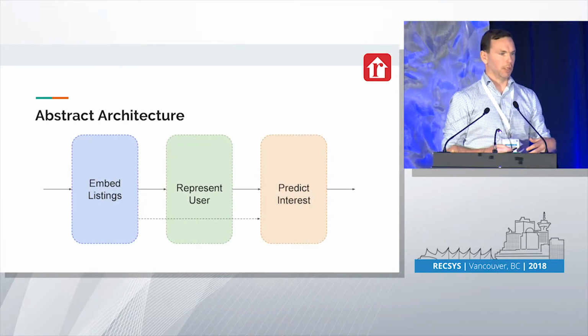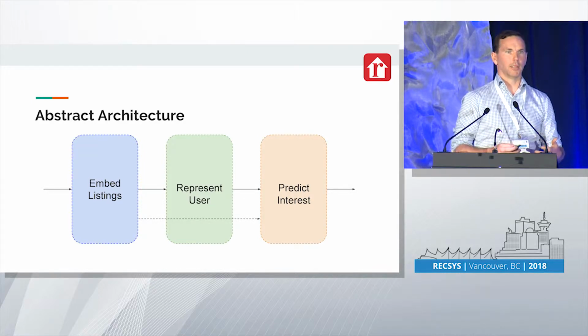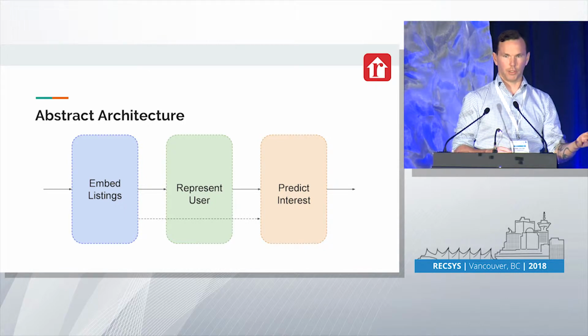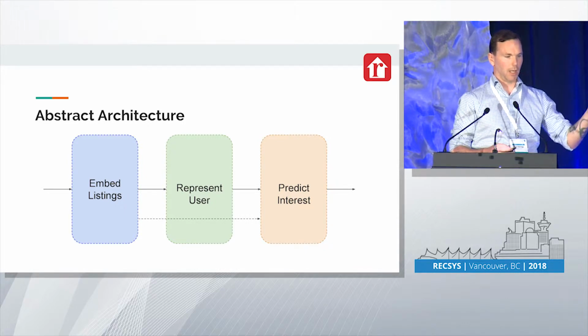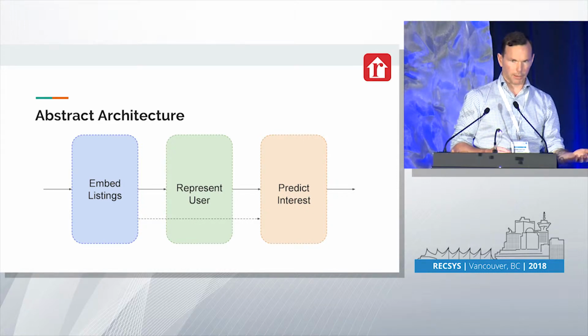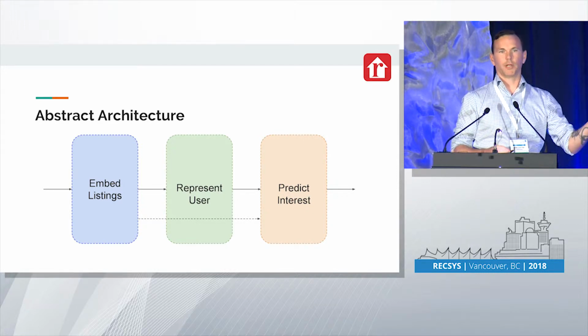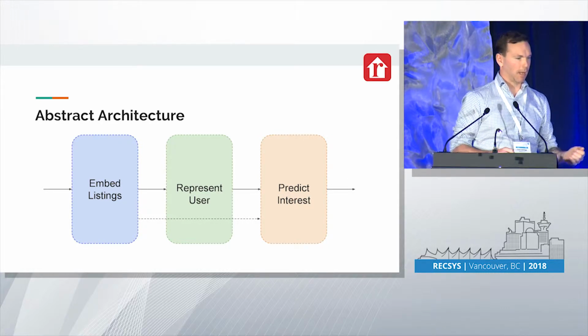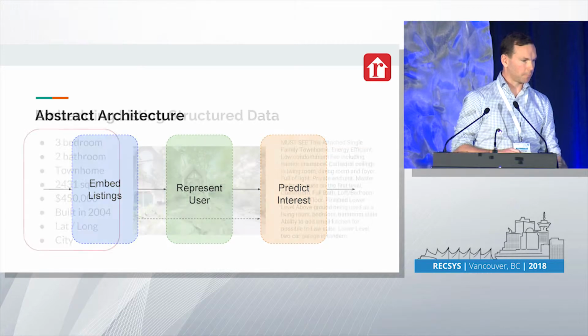So this is the abstract architecture. It should be familiar to most people in the context of a recommender system. We take our listings and we embed them into a latent space. We combine those latent space representations into a representation of the user based on the sequence. And then taking that user representation and a sequence of listing representations, we combine those in order to predict the interest on those. And you'll see why I've separated it when we get to the production side of things. But I like to think of these three main tasks in the context of recommendation.